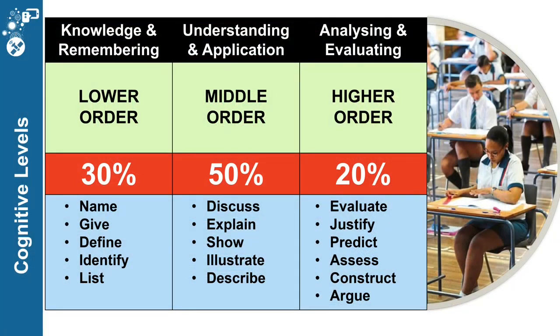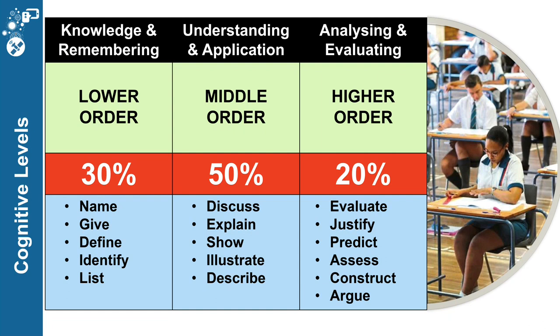I'm now going to look at the cognitive levels. What does this mean? When your teacher, your examiner, the person setting your paper, sits down to set that question paper at grade 11 level, 30% of the questions that are asked are what we call lower order questions. These are questions that test your knowledge, what you know about the topic, and what you remember. They are generally your easier questions.